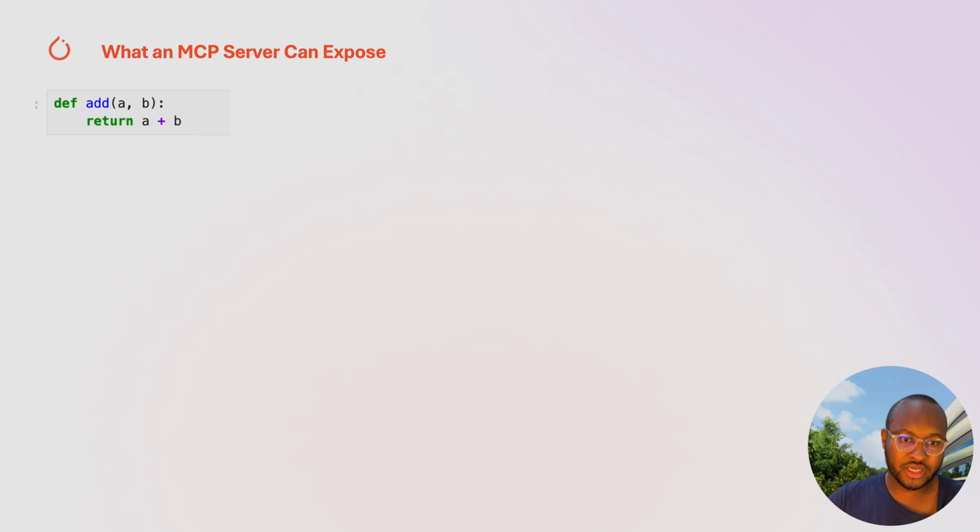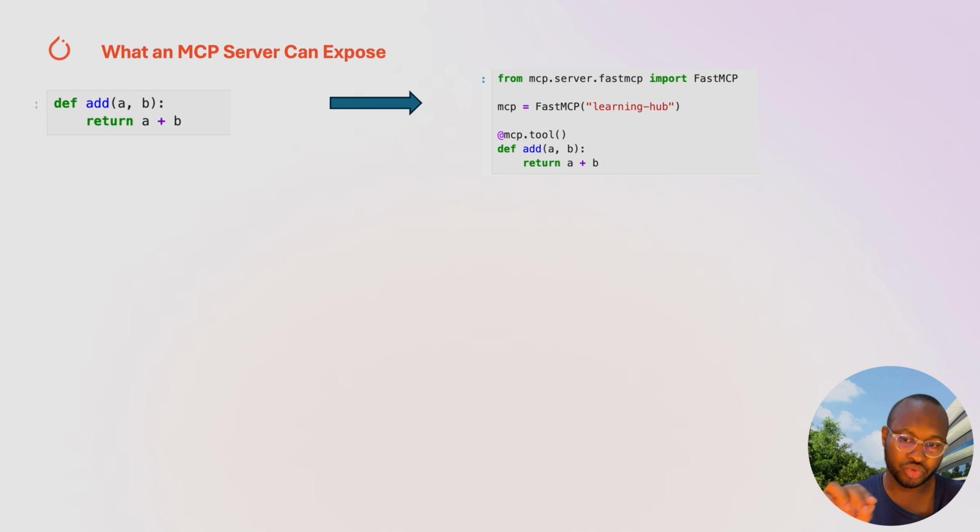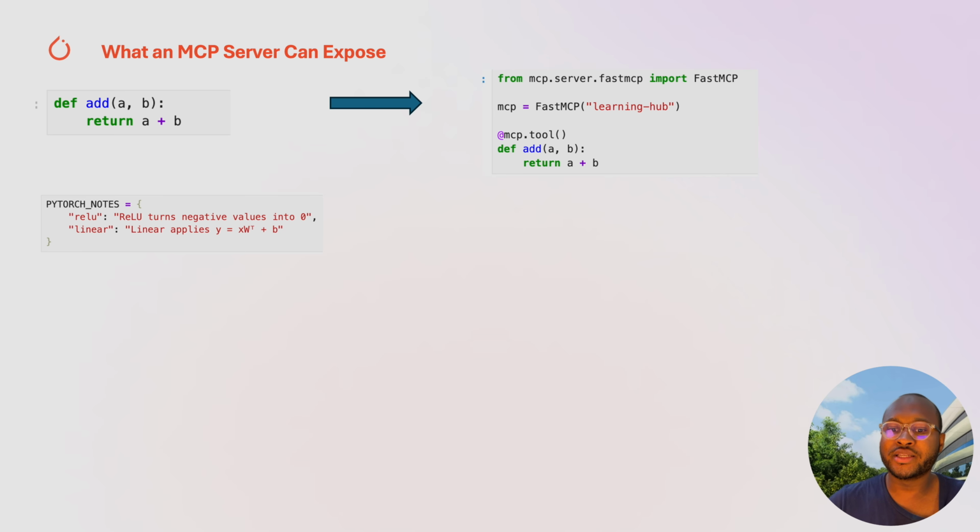So let's see what the server can expose. For example, we might have a simple Python function. To expose it as a tool, all you have to do is decorate it with mcp.tool, so it becomes a tool. And by the way, we will be using this FastMCP library. And it might appear very simple, but really this function could be accessing information from a database, and it could be a very complex function. And in here, for example, the server could be exposing resources.